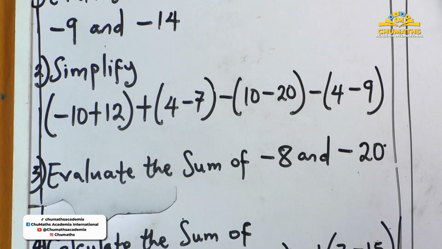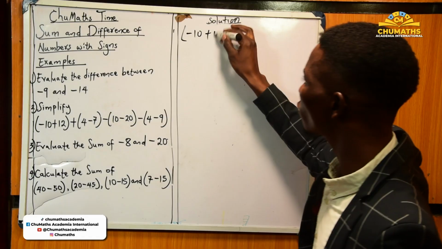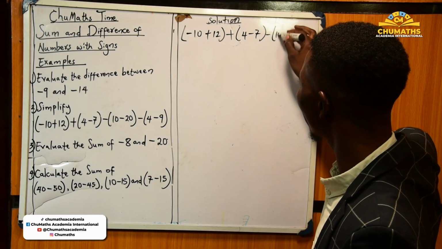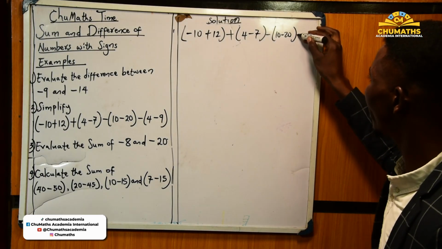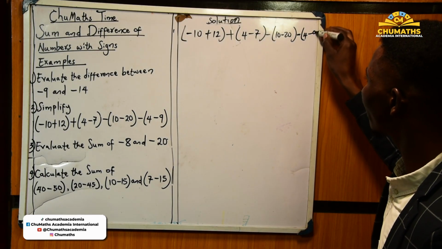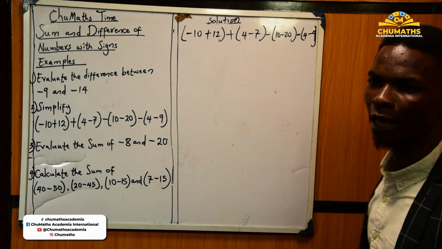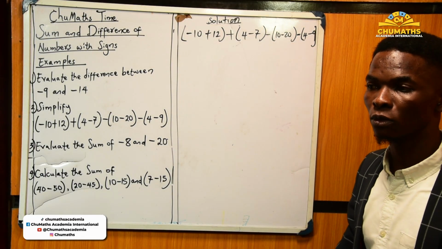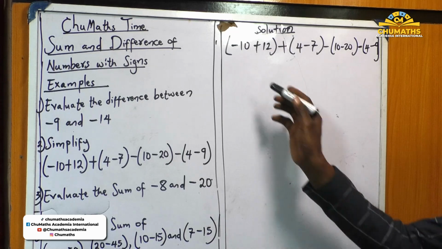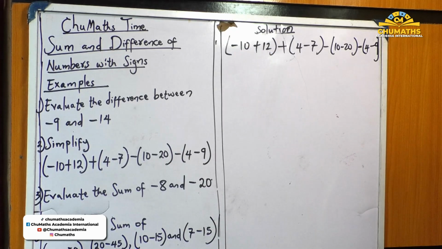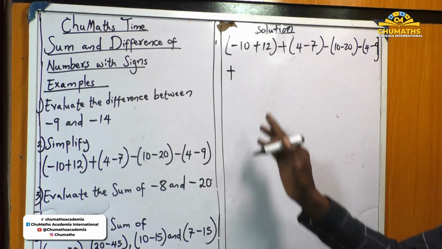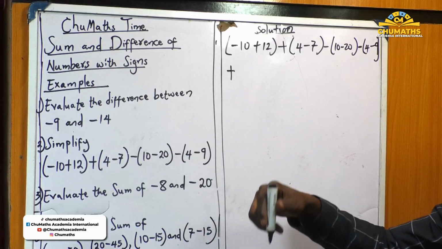Number 2 question says minus 10 plus 12 plus 4 minus 7 minus 10 minus 20, then minus 4 minus 9. Then close the brackets. Now this has been put inside brackets for us, so we just need to apply our rules. If we apply our rules, 2 signs, 2 numbers, take the sign of the bigger number. When you take the sign of the bigger number here, what is it? Plus. Then add if the same sign, or else what?